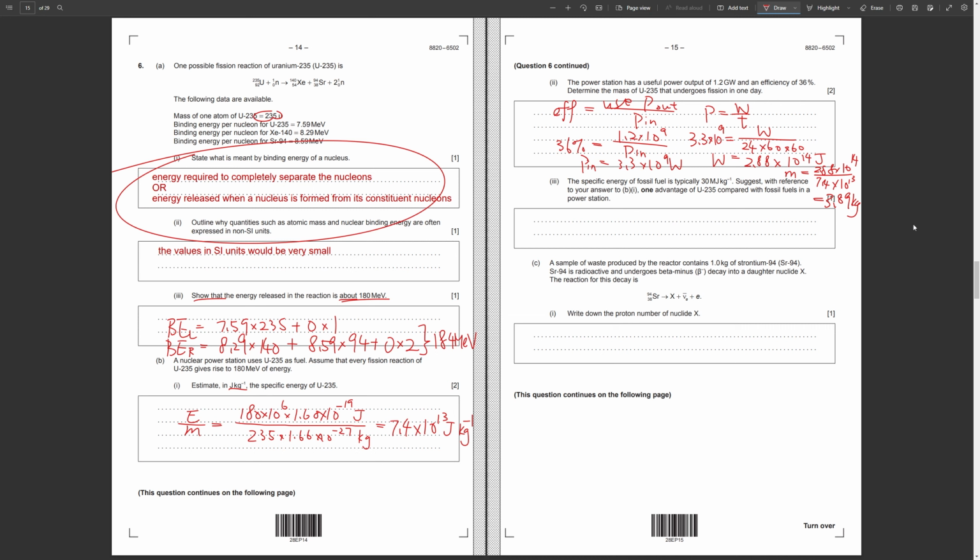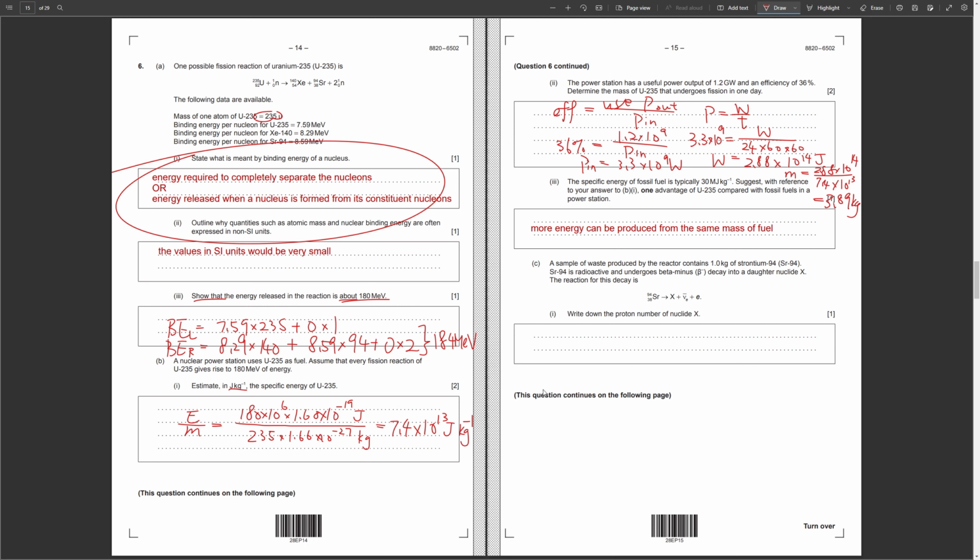In part 3, we are going to compare fossil fuel and uranium-235 nuclei as a new fuel and see if there is any advantage of using uranium-235 nuclei. Clearly, the difference is their specific energy. The specific energy of uranium-235 nuclei is much, much higher. So the answer to this one is, one can obtain more energy from the same mass of fuel.